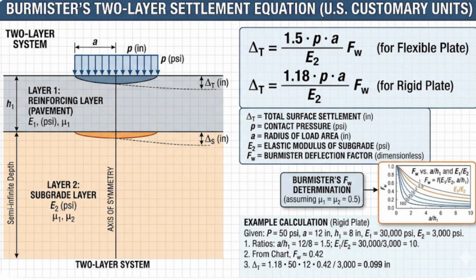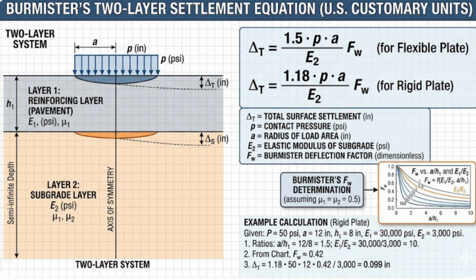The real magic, however, lies in the dimensionless deflection factor, FW. This factor is derived from the ratio of the thicknesses and the elastic moduli of the two layers, E1 over E2. It essentially tells us how much the top reinforcing layer is helping to spread the load and protect the weaker soil underneath. From a practical standpoint, mastering this equation is a rite of passage for geotechnical and civil engineers.